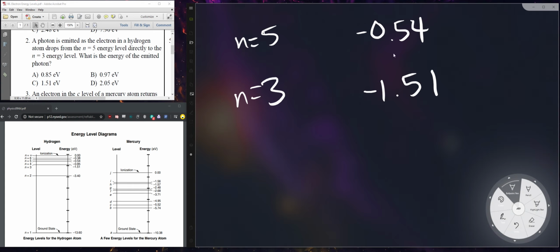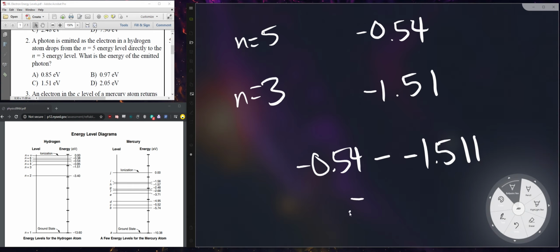So what's going to happen? Well, you just take the difference of these numbers. Negative 0.54 minus negative 1.51, and you should get a certain number, and that's going to be the energy of your photon. The answer is you just solve this math.